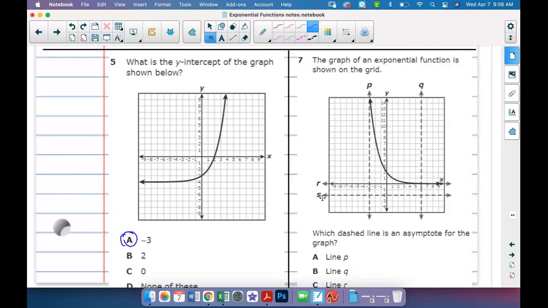Okay, number 7. The graph of an exponential function is shown on the grid. Which dashed line is an asymptote for the graph? Okay, here we go, asymptotes. Remember I told you that they're always going to be horizontal, right? So pick the one. Remember, the definition of asymptote is the line that a graph approaches. It's the one that it gets close to. So it gets closer and closer and closer to that line. Which one does it get closer and closer to?